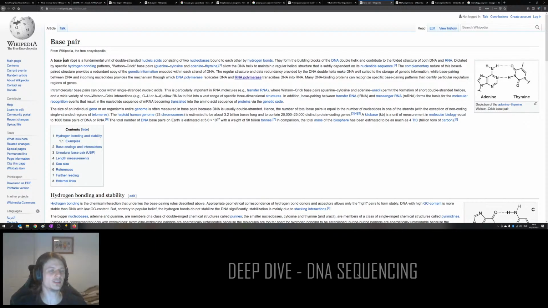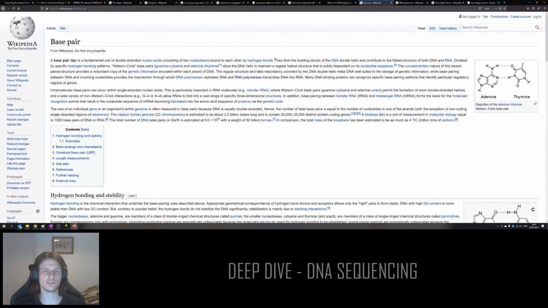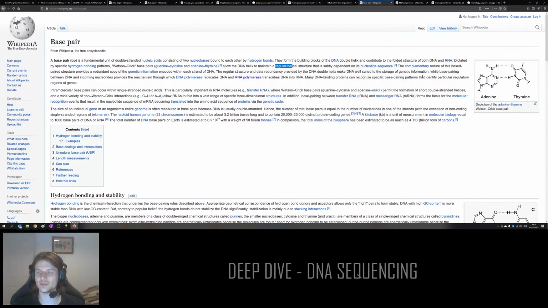So a base pair is a fundamental unit of double-stranded nucleic acids consisting of two nucleobases bound to each other by hydrogen bonds. They form the building blocks of the DNA double helix and contribute to the folded structure of both DNA and RNA. Dictated by specific hydrogen bonding patterns, Watson-Crick base pairs allow the DNA helix to maintain a regular helical structure that is subtly dependent on its nucleotide sequence. So it bends because of the nucleotides in that sequence. That makes a lot of sense. Okay, probably some physics in there actually.